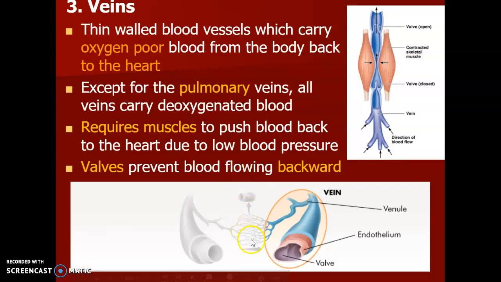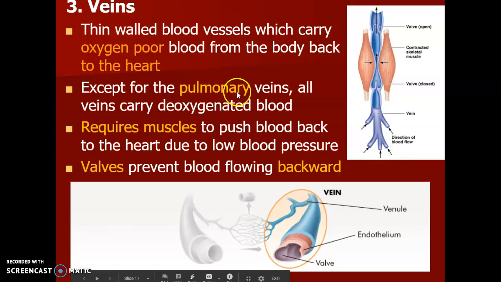Now, the third kind of blood vessel are veins. So we've left the heart on arteries, then we go into the capillaries, then we go into the veins. Veins carry blood back to the heart. Veins have very thin walls because the blood pressure is much lower in veins. They're further away from the heart. So the blood pressure is low, so the walls of the veins don't need to be thick because they're not going to bust the way an artery would if it wasn't thick.